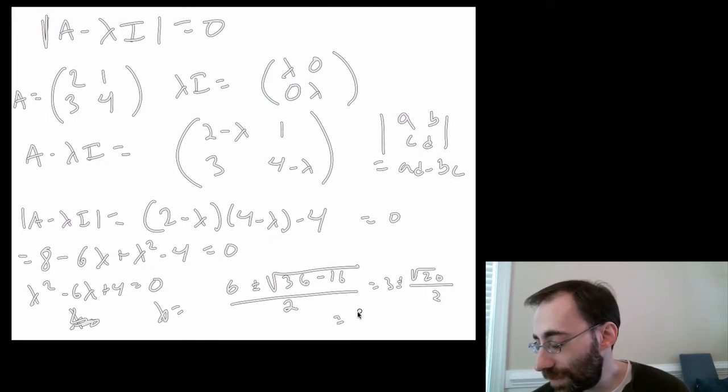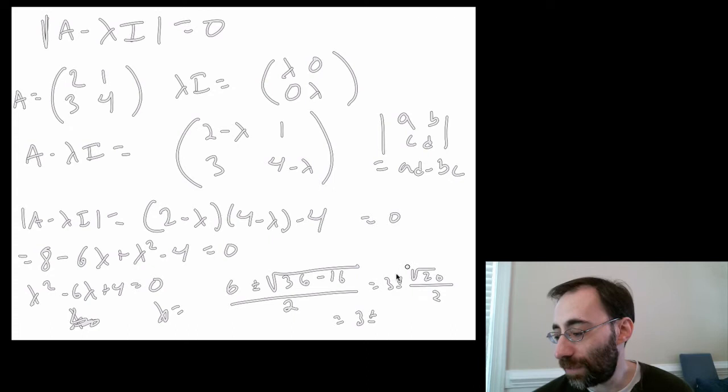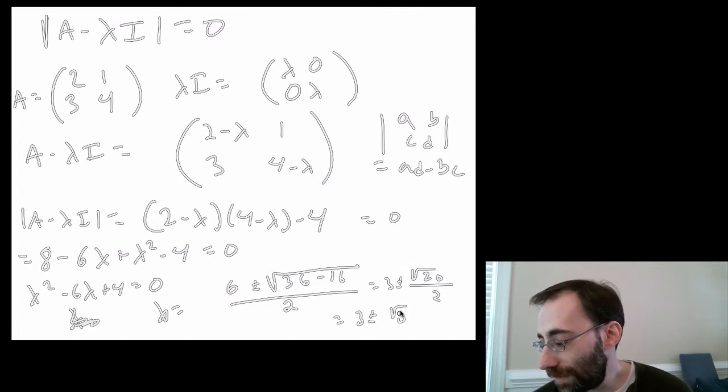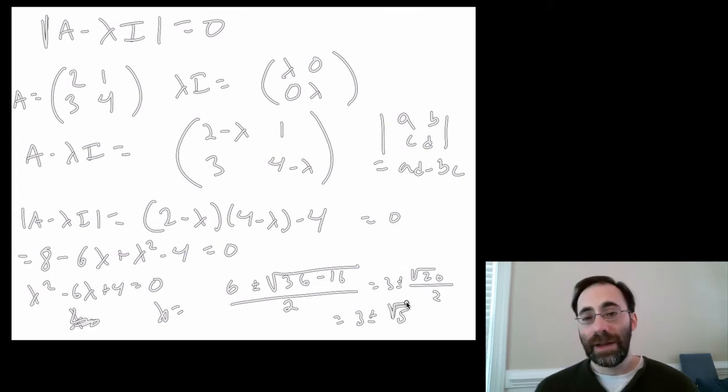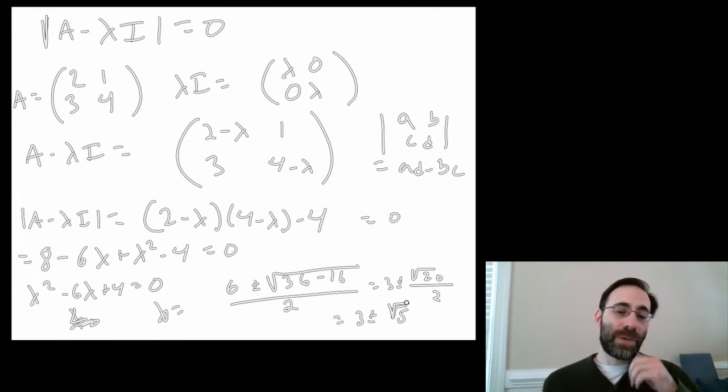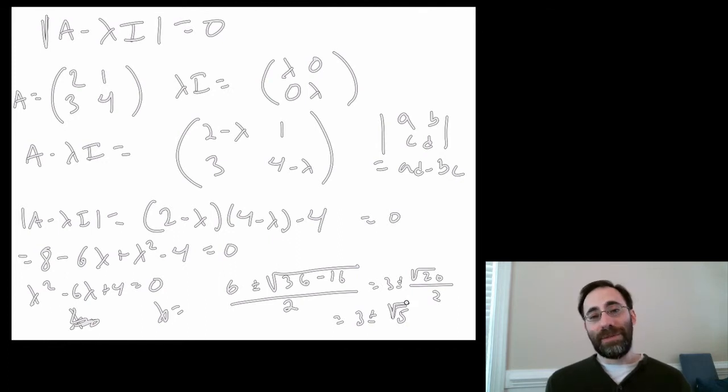which equals 3 plus or minus, take the 4 out of there, the square root of 5. And there are your two eigenvalues, 3 plus the square root of 5 and 3 minus the square root of 5. That's it. Those are the eigenvalues of this equation. In the book, we have a different example that is carefully constructed to make it work with whole numbers, but the point is this is the eigenvalue.